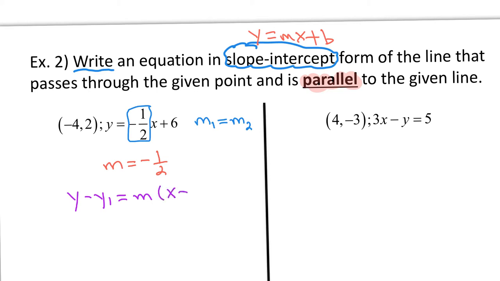So here is my point-slope form. I'm going to look for the x1 and the y1. That's where the point comes in. x1, y1, x and y. I'm going to substitute the numbers. Look what I know.